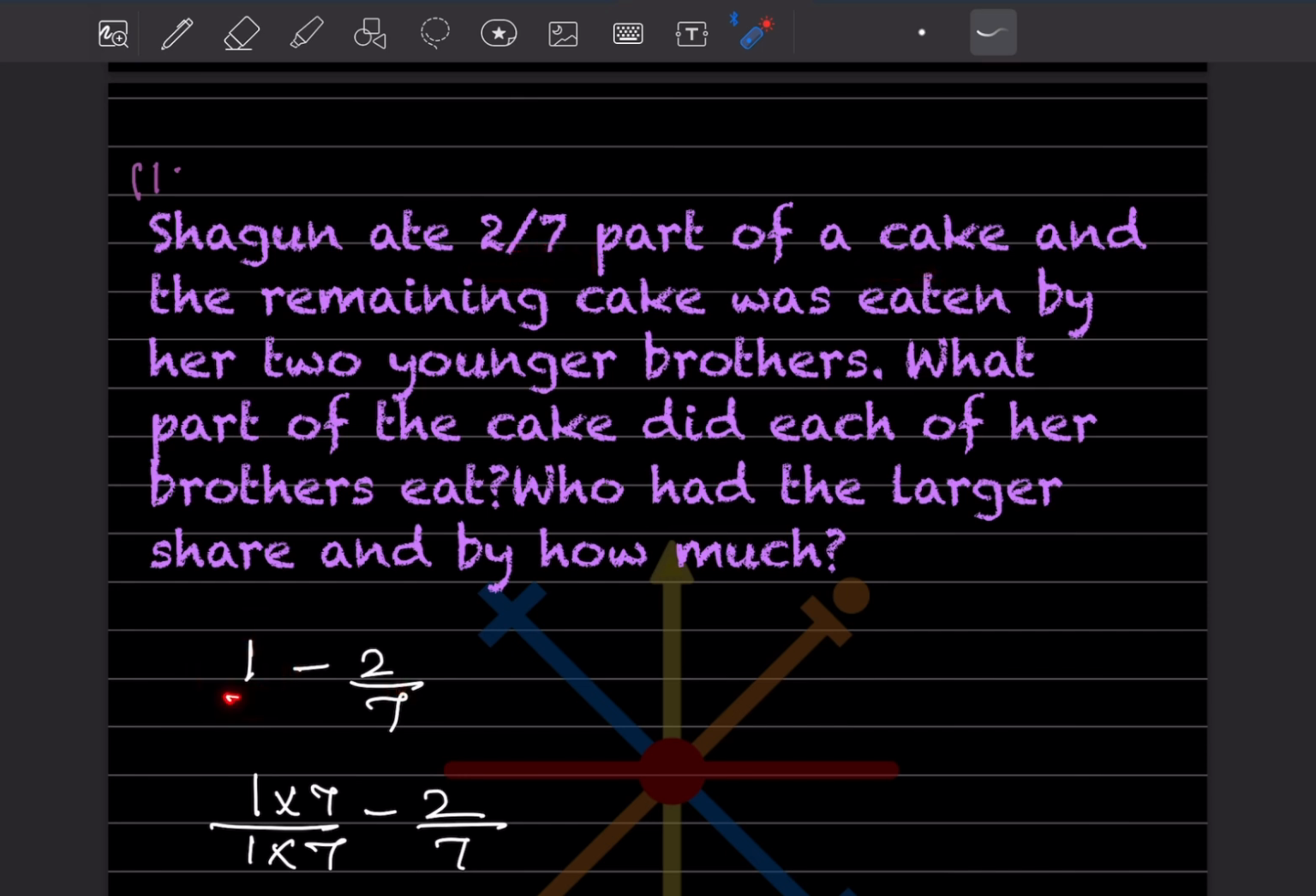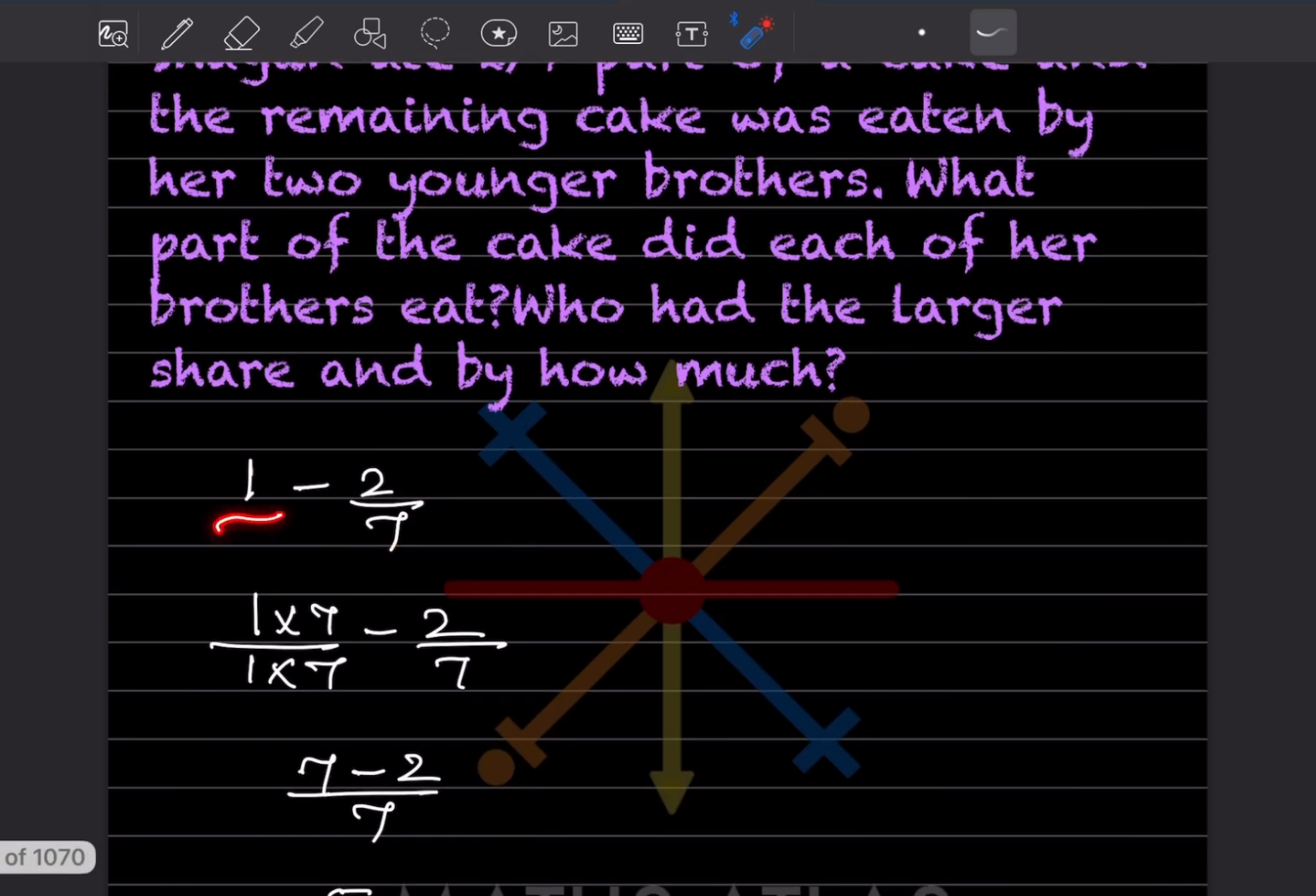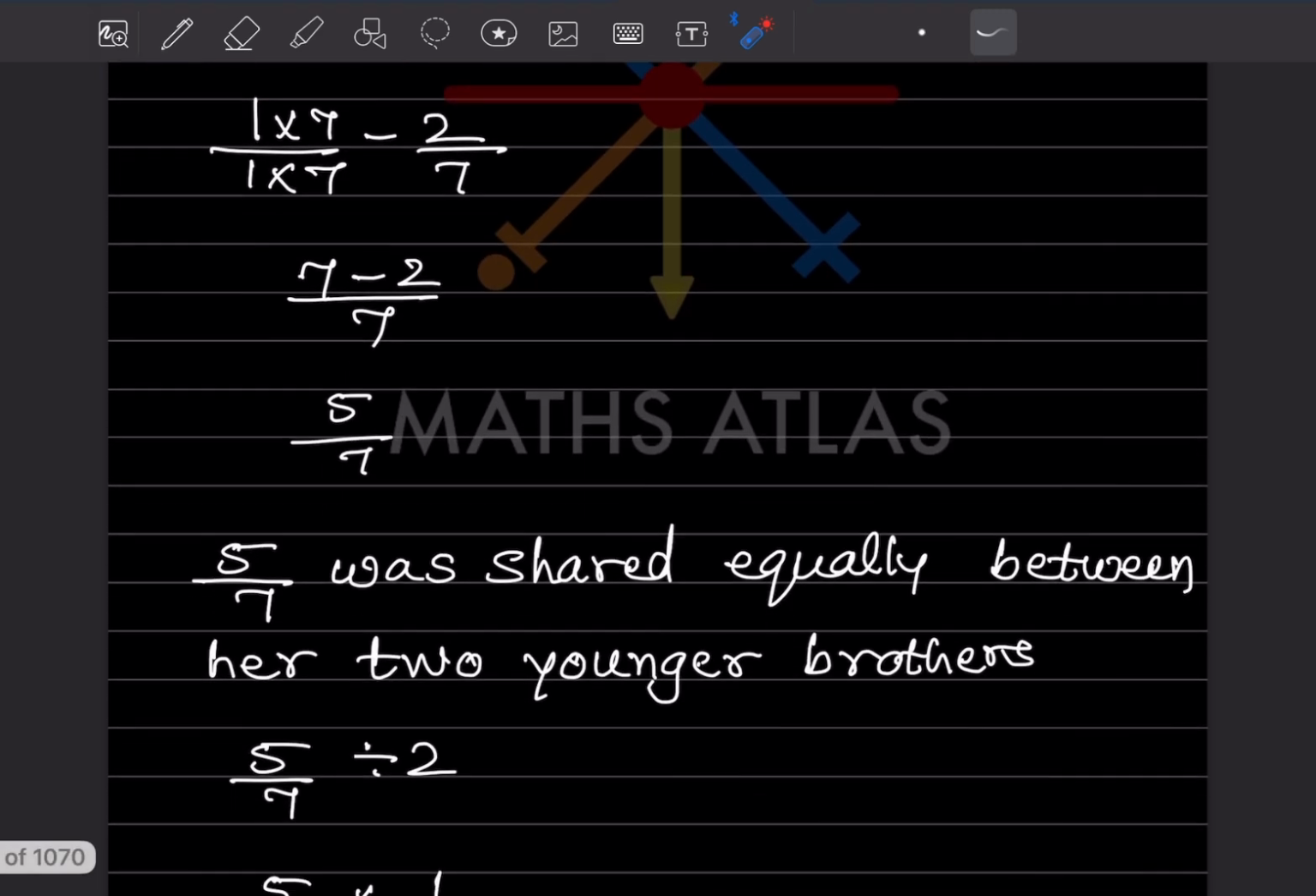So now you can take the LCM of this one. So this you are going to put here 1, so that will be 7. So this will be multiplied by 7. So this will be 7 minus 2 by 7, that will be 5 by 7. So we can say 5 by 7 was shared equally between her 2 brothers, because this was left. So that was shared equally between her 2 brothers.